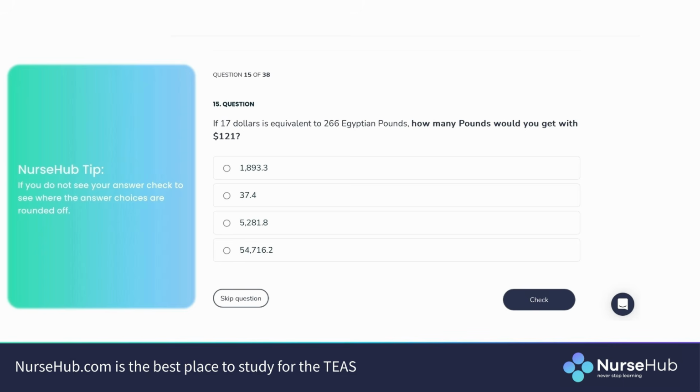Question 15. If $17 is equivalent to 266 Egyptian pounds, how many pounds would you get with $121? Y'all have been working so hard through this. I know there's been a lot of conversions in the front and a lot of things that we've been dealing with, but y'all are doing a great job. So let's continue through it with this one.